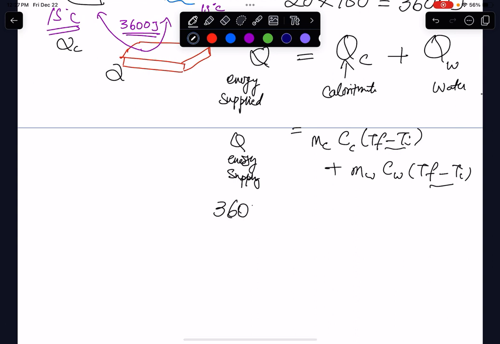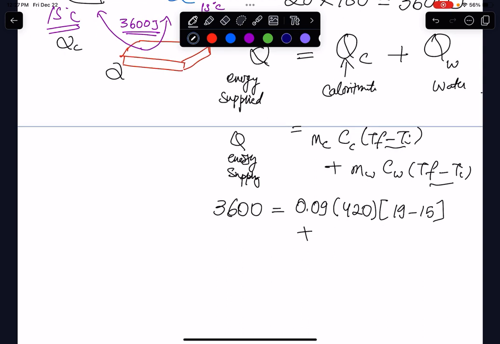So we know that the energy supplied by the heater was 3600 joules. We know that the mass of the calorimeter is 0.09 kilograms, specific heat capacity was 420, and the change in temperature was 19 minus 15. Okay, so the temperature went up by 4, and then the mass of the water, we ended up getting to be 0.31 kilograms. The specific heat capacity of the water we don't know, so we call it C, and the change in temperature is once again 19 minus 15. Okay, so we solve all of this together to get the value of C, right?